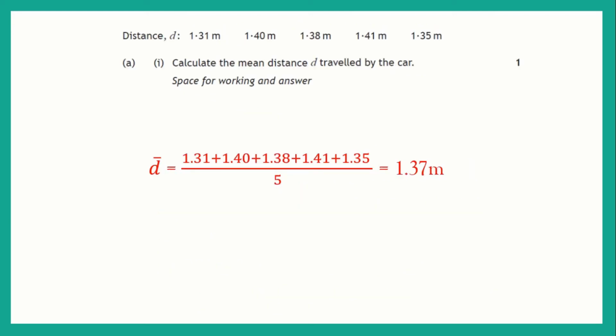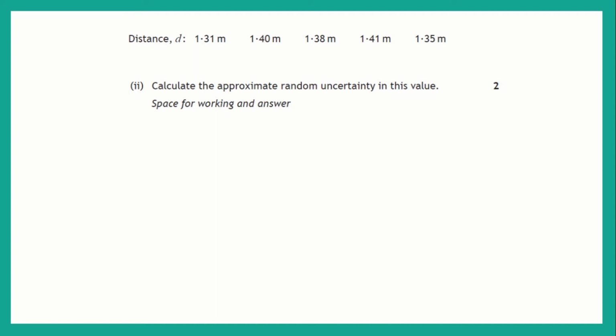Alright, so to calculate the mean distance, or D bar, we add all those distances together and divide by 5, because we have taken 5 measurements of distance, and we get 1.37 metres. The next question though asks us to calculate the approximate random uncertainty in this value.